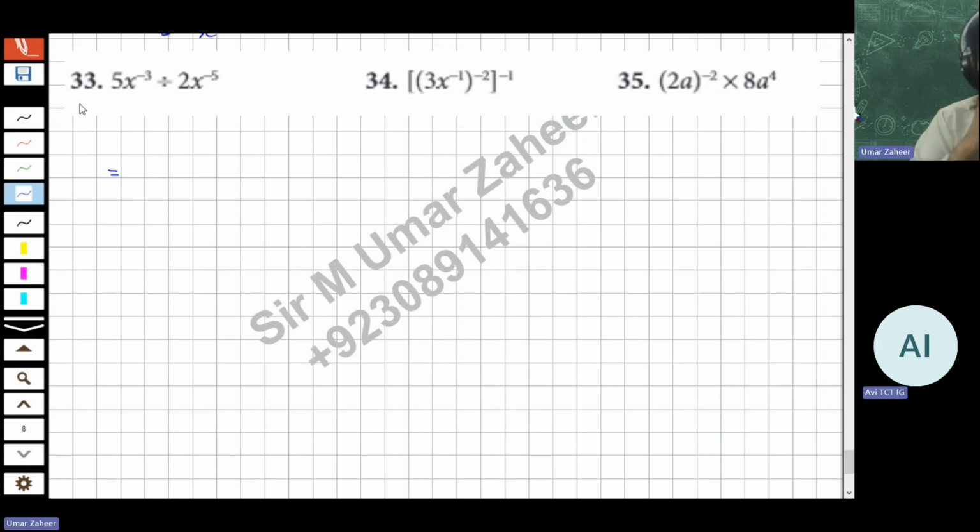Okay, so first of all, we have to divide the numerical values. Obviously, 5 divided by 2 will be 2.5. The bases are the same and they are dividing, so you have to subtract the powers: minus 3 minus minus 5, that is minus 3 plus 5. So you will get 2.5 x raised to power positive 2.